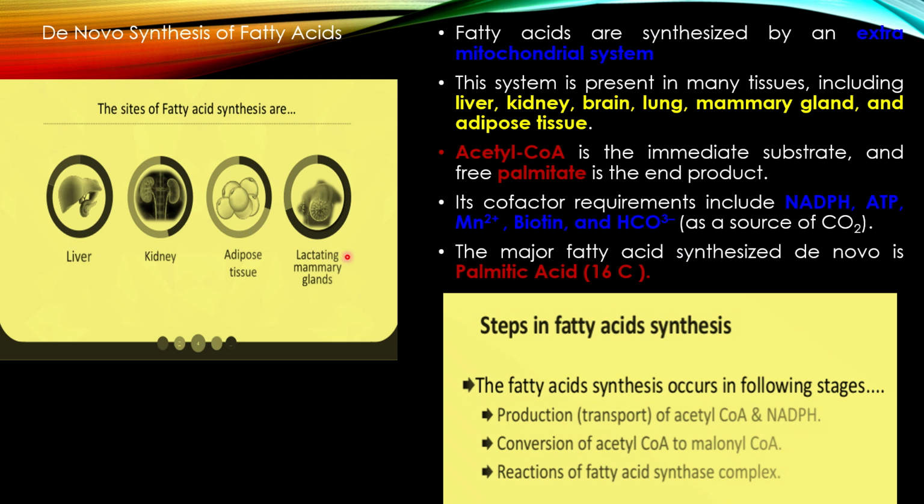So, de novo synthesis of fatty acid. Fatty acids are synthesized by an extramitochondrial system. The major sites for synthesis of fatty acids are the liver, kidneys, adipose tissue, lactating mammary glands, lungs, etc. Acetyl coenzyme A is the immediate substrate for synthesis, and the end product is in the form of free fatty acids.